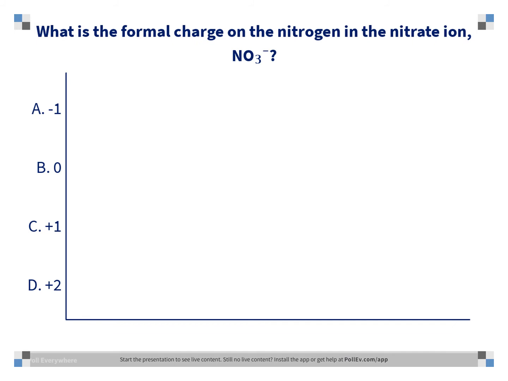Nitrogen has 5 valence electrons since it is in group 5A. It has 0 dots and 4 dashes, making 4 associated electrons. 5 minus 4 equals +1 for its formal charge. As a challenge, you could try finding the formal charges of the oxygens as well, and double-checking that the formal charges all add up to -1.